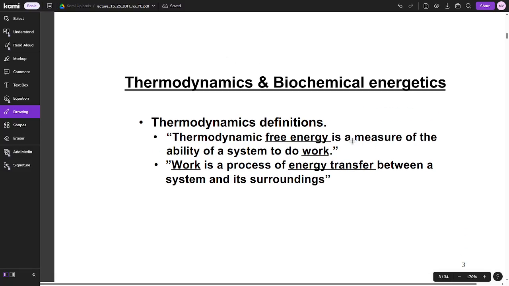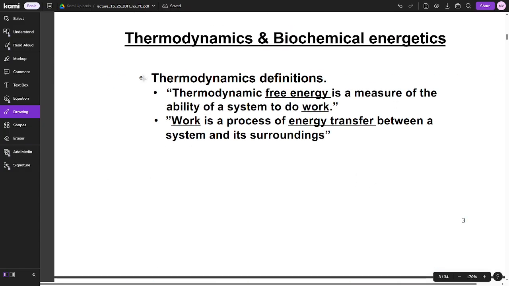So what do we mean by thermo? Thermodynamics refers to a measure of the ability of the system to do work. If I have a negative value, it means that this reaction is doing work on the system. It is releasing energy. And work is a process of energy transfer between systems and their surroundings. So work is just some form of energy; we just assign energy from work. And so if a reaction is spontaneous and has a negative delta G, it is releasing energy and is therefore doing work on the system and the surroundings.